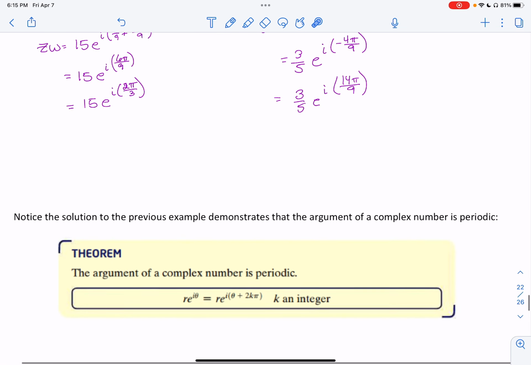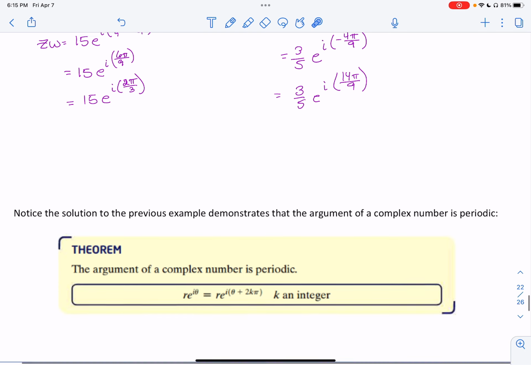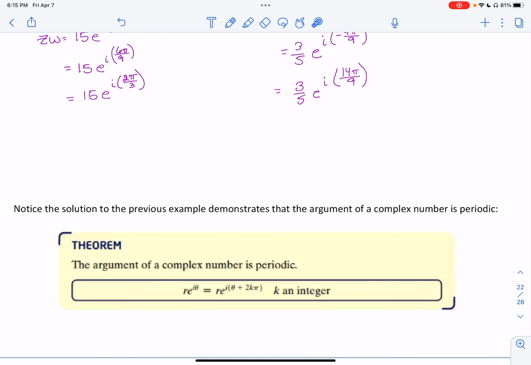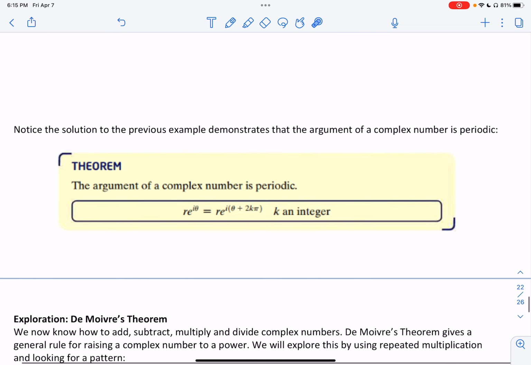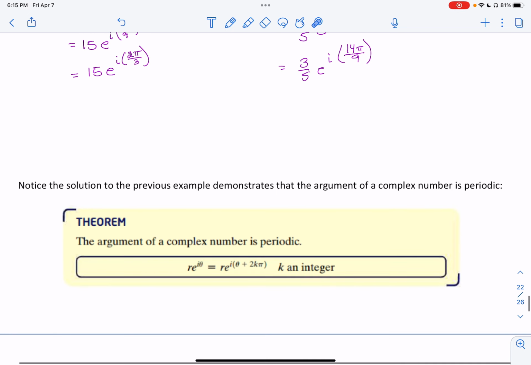All right. Notice the solution of the previous example demonstrates that the argument of the complex number is periodic. So we still have a periodic argument here. So notice that, and actually I did that right here, re^(iθ) is equal to that plus 2πk, I usually put the pi out front, where k is any integer.